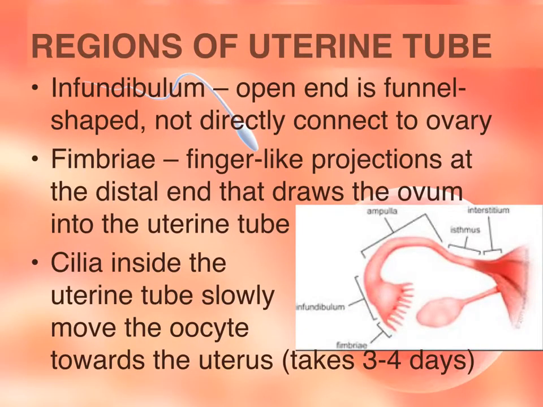Regions of the uterine tube: the major portion is the infundibulum, which is the cone-shaped area, and then the fimbriae are these finger-like projections that come off of the infundibulum. Once the egg is released by the ovary, the fimbriae sweep the egg, the oocyte, into the uterine tube. And then cilia within the lining of the uterine tube are going to cause the oocyte to move down along the uterine tube to the uterus. And it takes about 3 to 4 days.